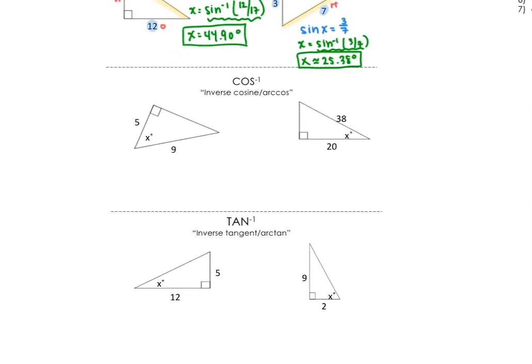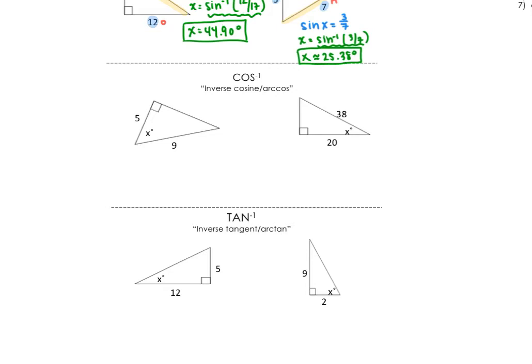All right, so let's look at the cosine ones. So same thing, we're going to highlight our hypotenuse, circle my reference angles, and I'm going to see what information I'm given and label my sides. So 5 is the adjacent side, 9 is the hypotenuse. And then on the second problem, 20 is the adjacent side, 38 is the hypotenuse.